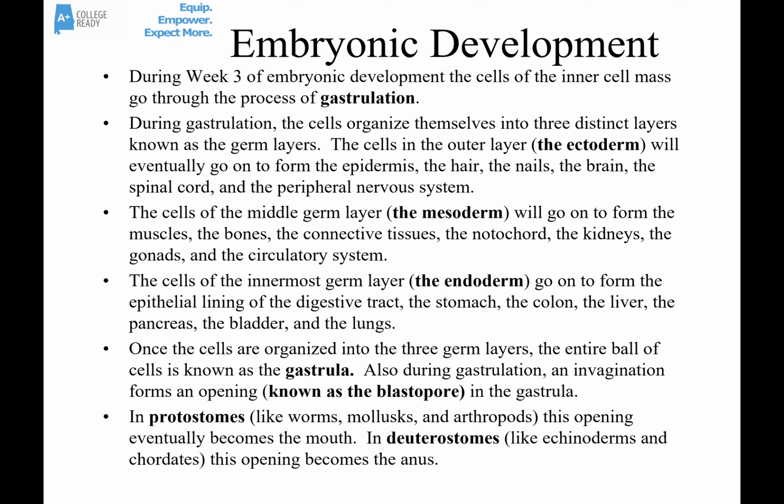Once the cells of the inner cell mass are organized into 3 distinct germ layers, the entire ball of cells is called the gastrula. Also during gastrulation and invagination, an opening forms into the gastrula, and that opening is called the blastopore.